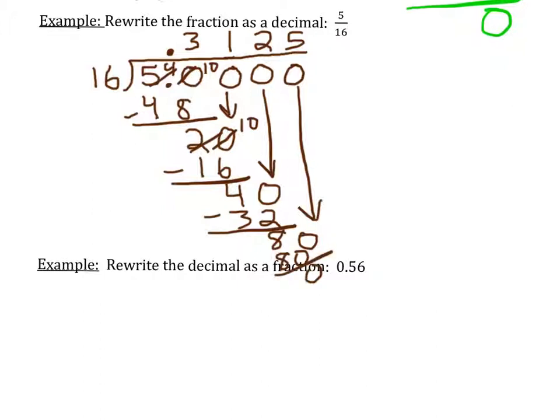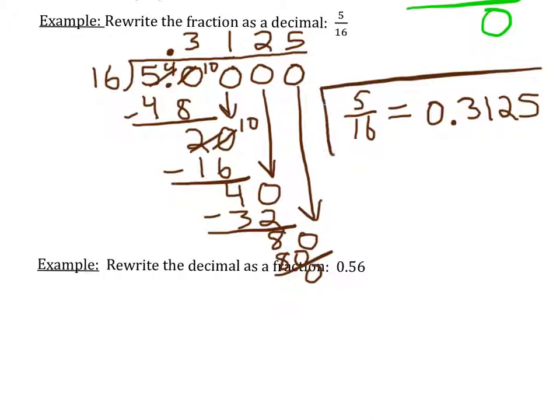All right, so 5 over 16 is the same as 0.3125. All right, these are both numbers between 0 and 1. This is how it looks as a fraction. This is how it looks as a decimal. All right. Now let's go the other way around.